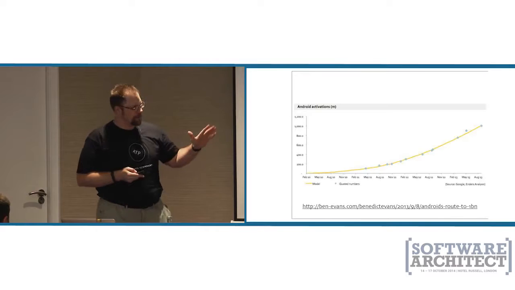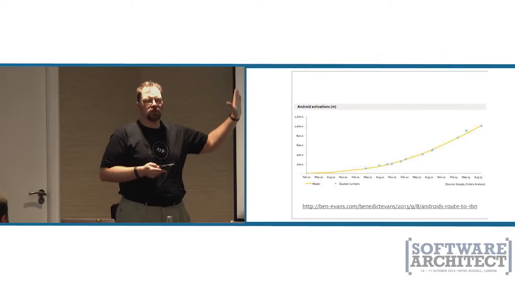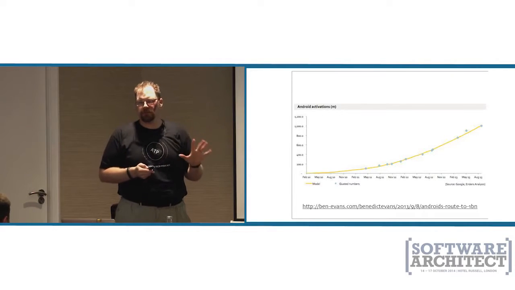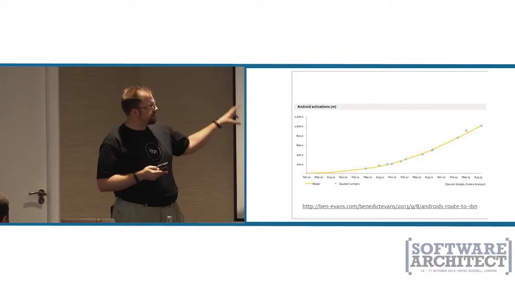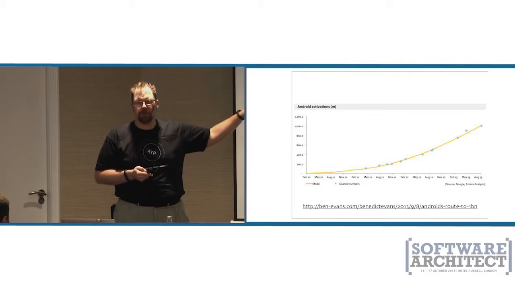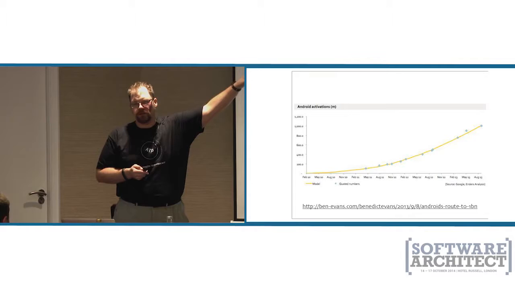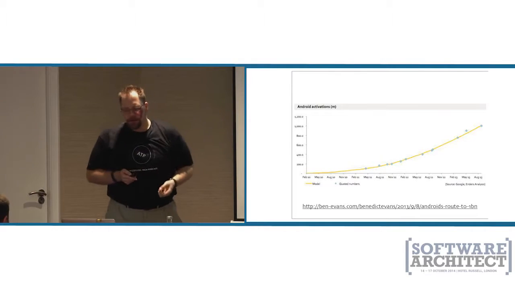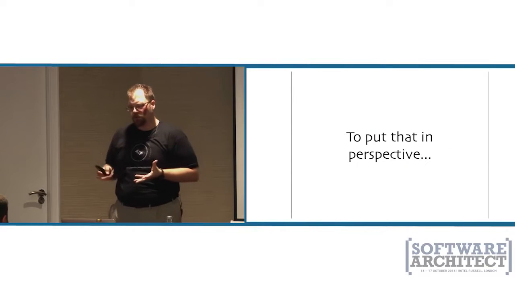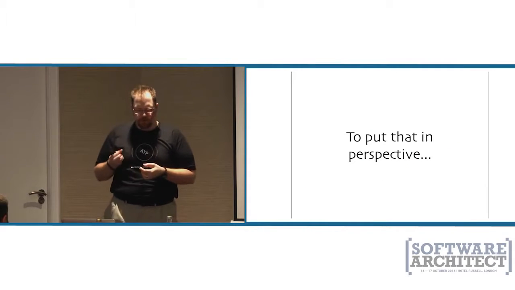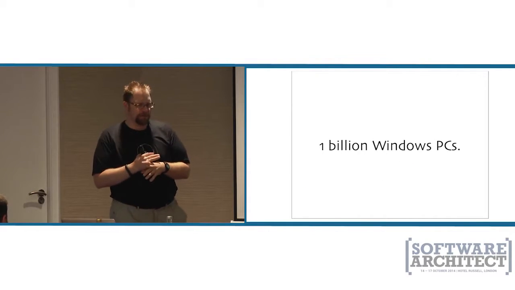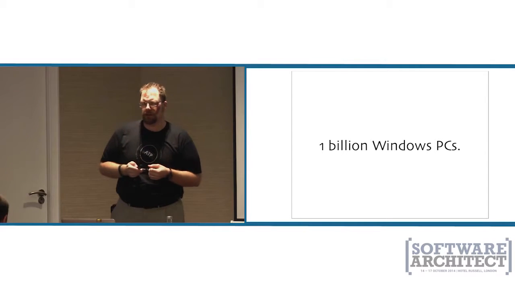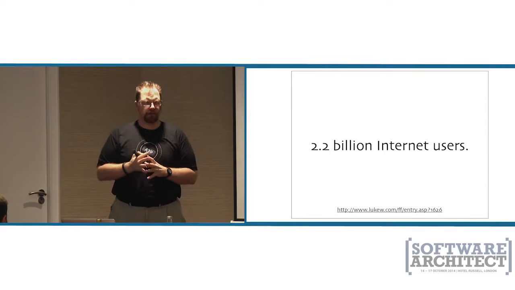And the scale of this and just the time frame and the fact that it's so compressed is the thing that really jumps out at me. The fact that something that basically did not exist 5 years ago is now a 1 billion unit thing. That's really amazing. Now, to kind of put this in some historical context, we sit here right now in a world where there's about 1 billion Windows PCs floating around, plus or minus. There are about 2.2 billion internet users.